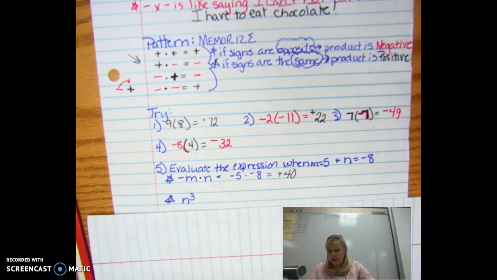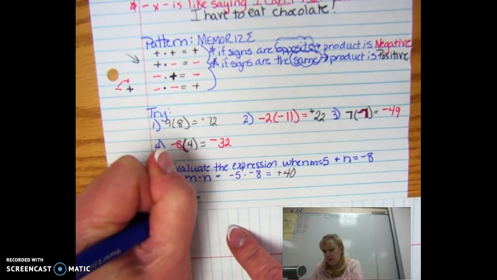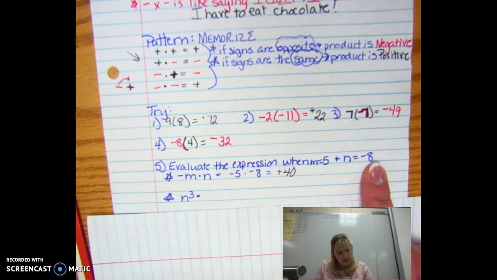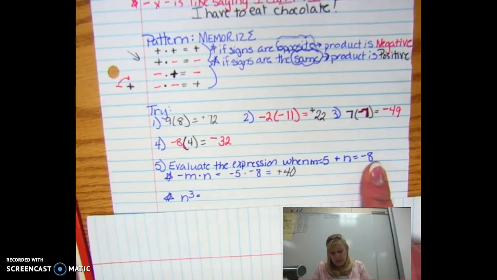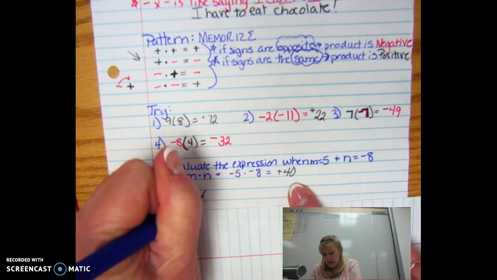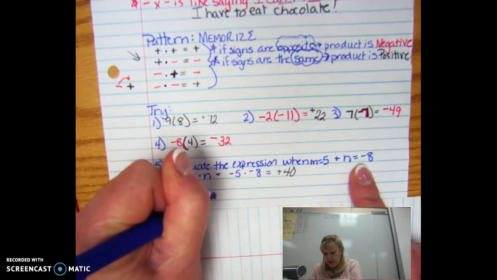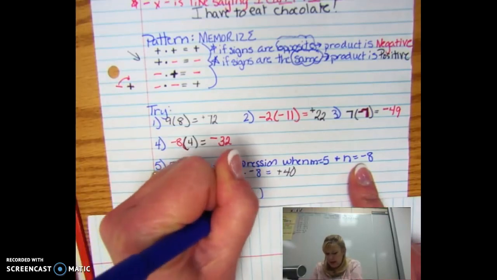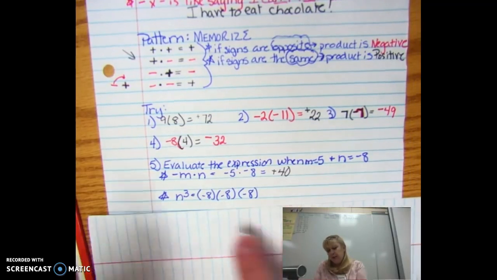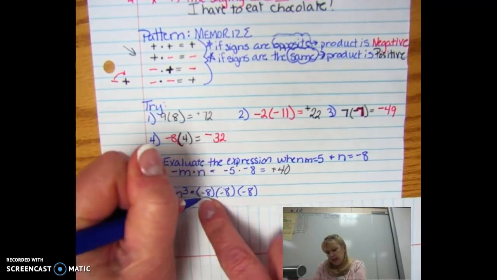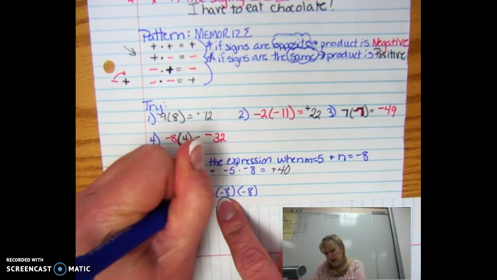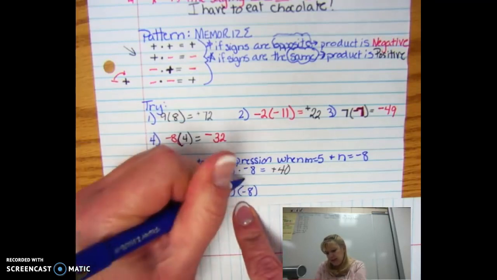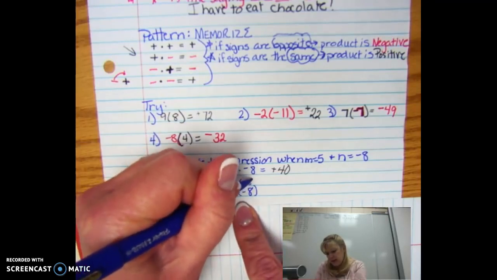Let's try n to the 3rd power. This one, it is so important that you write this out. When you do this, you are going to do -8 times -8 times -8. So when you look at this, 8 times 8, and that's 2 negatives, this is going to be a positive 64 right here. And then we're going to multiply a positive 64 times a -8.